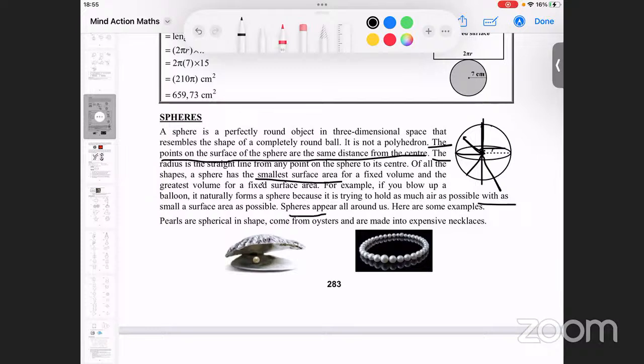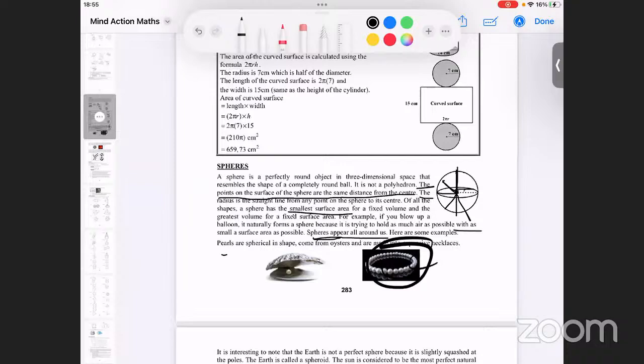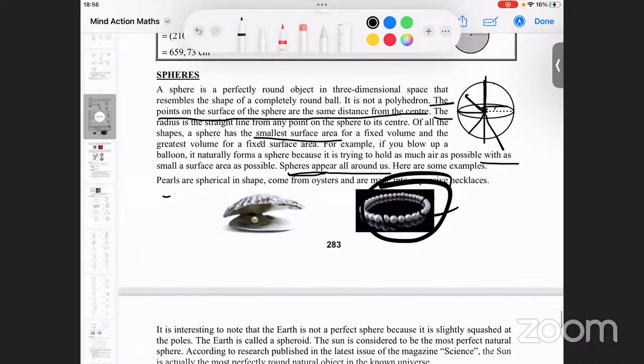Spheres appear all around us. Here are some examples. Number 1 is the pearl, which comes from oysters and is made into a necklace.